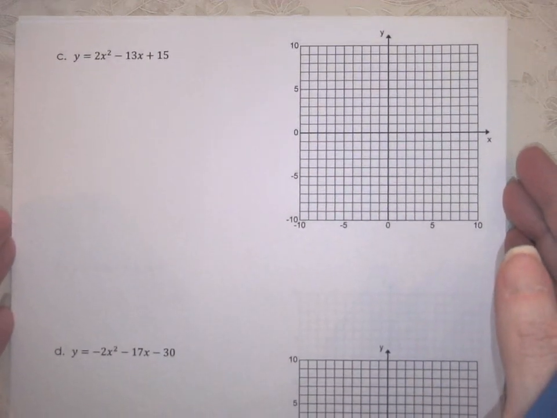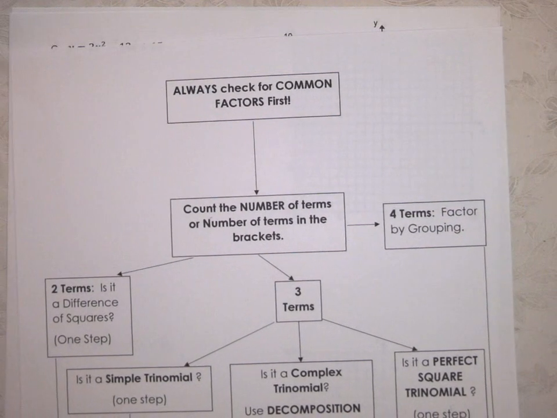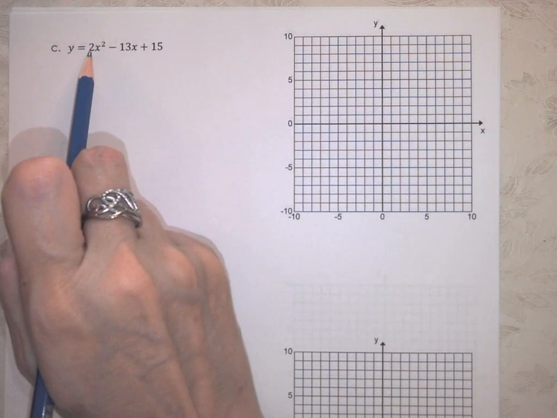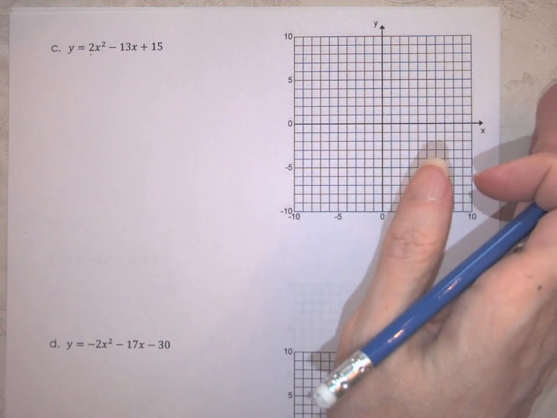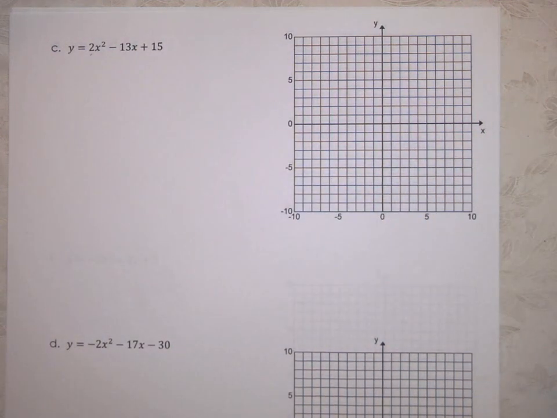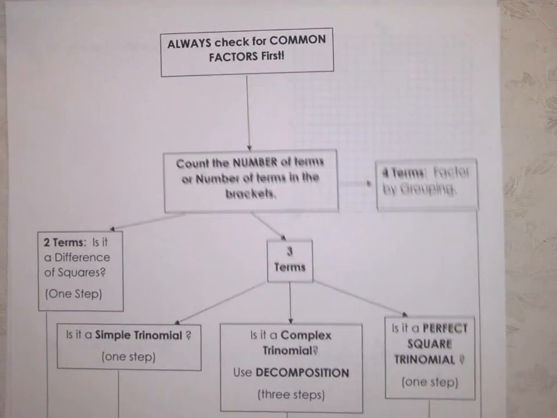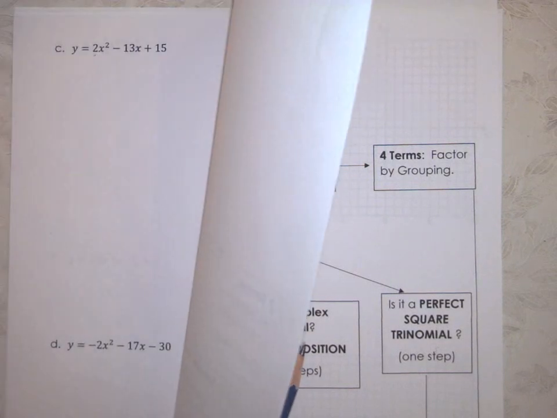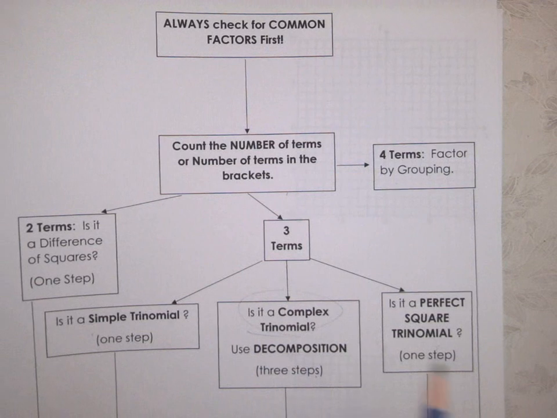Next question, y equals 2x squared minus 13x plus 15. So following our factoring flowchart, we would check for common factors first. So we would hope that 2 is in common with 13 and 15, but it's not, okay? So then if we don't have a common factor, then we count the number of terms, and there's 3. Is it a simple trinomial? No, because there's a 2 in front of the x squared. So it's a complex trinomial.